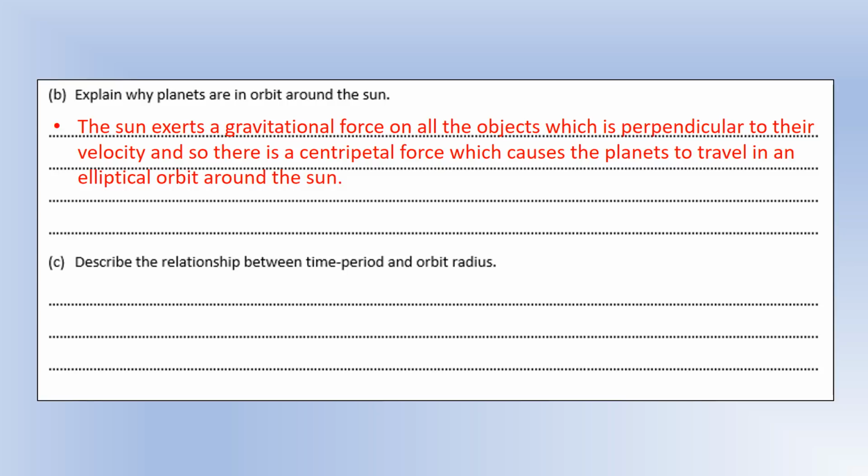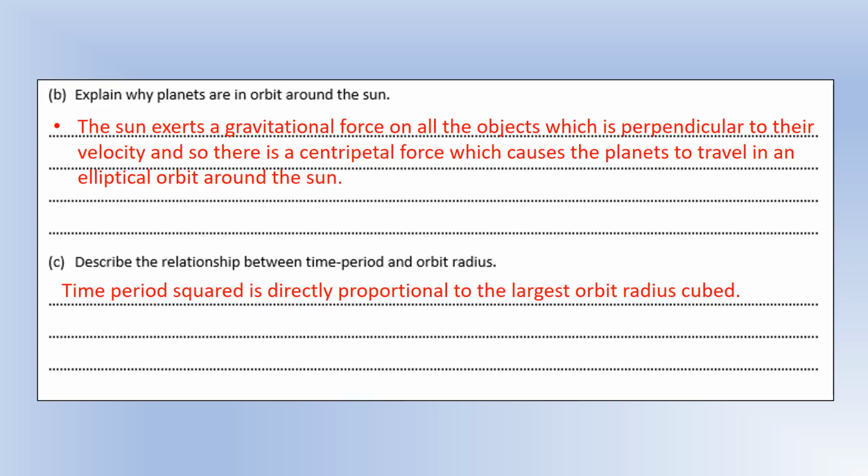And in terms of planets, they have to obey Kepler's third law. So for the planets, if we know the time period, we can find out how far they are from the Sun.